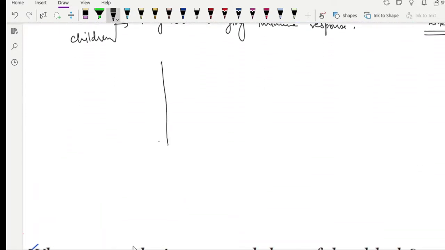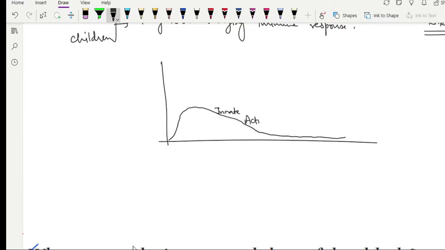We know this curve very well. This is a curve for active immunity, which after time becomes 0. This is active immunity.